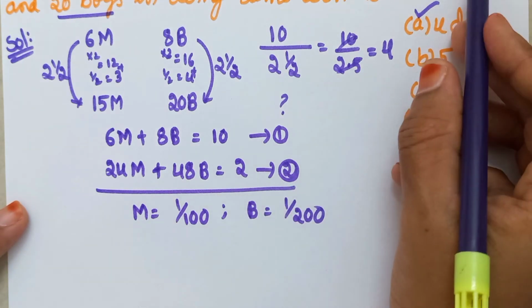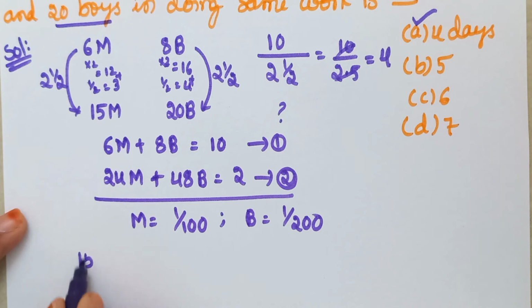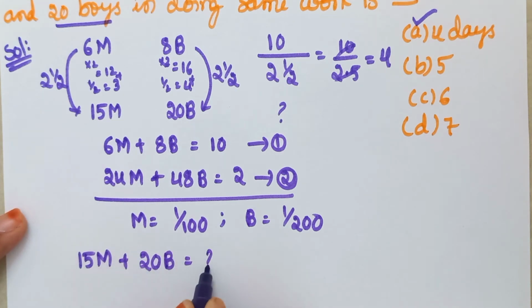Then what have they asked us to find? 15 men and 20 boys will do the work in how many days? So, 15 M plus 20 B is equal to how much? Let us substitute these values: 15 into 1 by 100 plus 20 into 1 by 200.